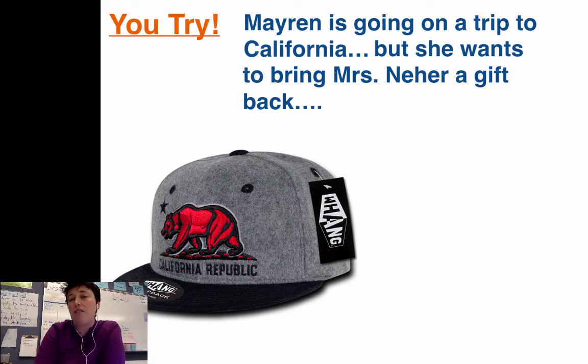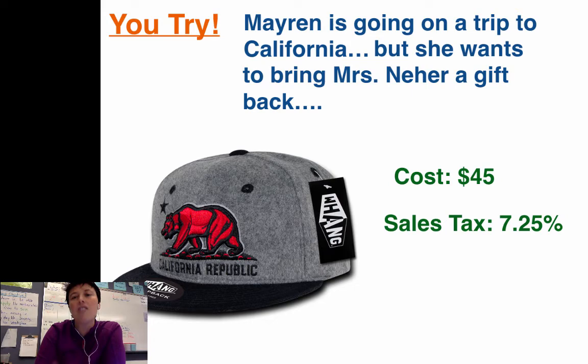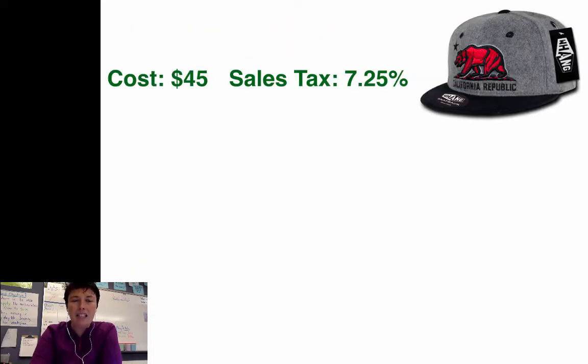If she's in California, the cost of this hat is $45. And the tax is different in California. It's not the same as Washington State. So their sales tax, let's say, is 7.25%. So they have a higher tax rate. What I want you to do is figure out how much Myron pays for this hat. So right now, pause the video and see if you can find her total cost using a double number line. Go ahead and hit the pause button on your device and give this your best try.